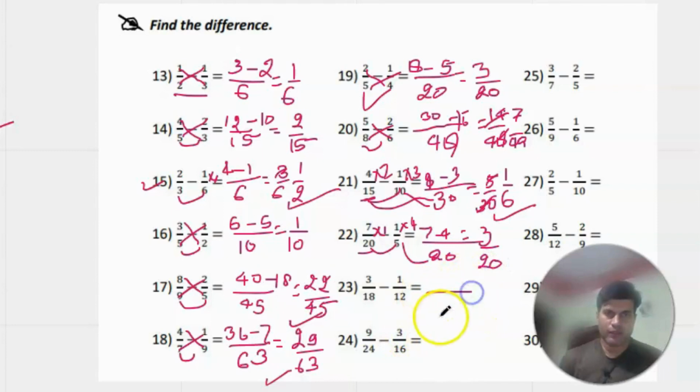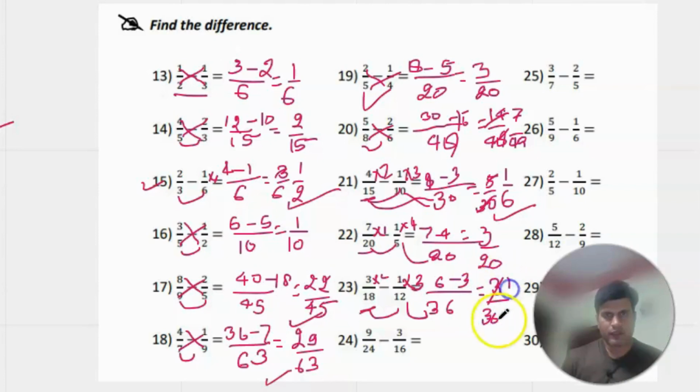Now take the example of 12 and 18. So that is 36. 18 2s are 36, so 2 will be multiplied here, and 12 3s are 36, so 3 will be multiplied here. So 6 minus 3, that is 3 upon 36, and it can be divided, 3 1s are 3, 3 12s are 36, so 1 upon 12, like this.